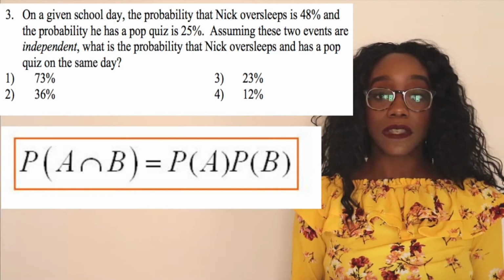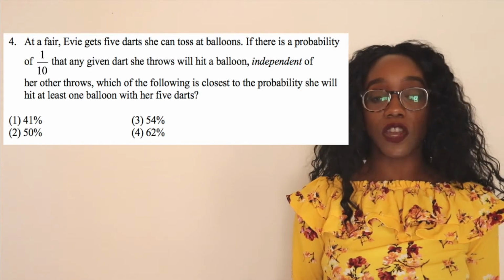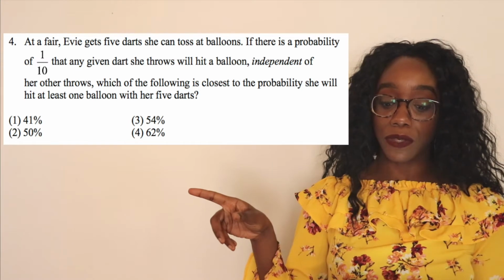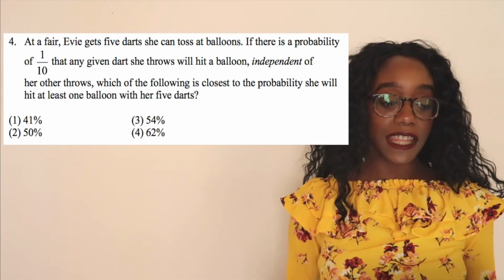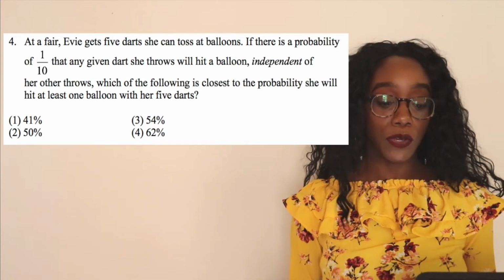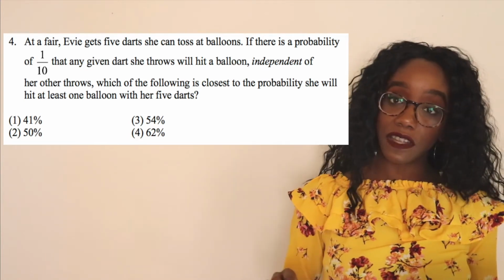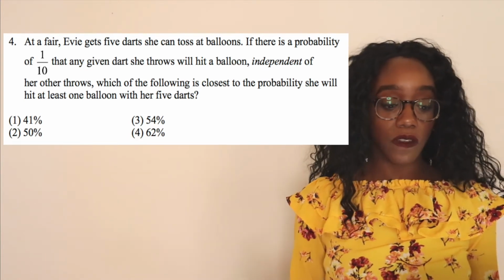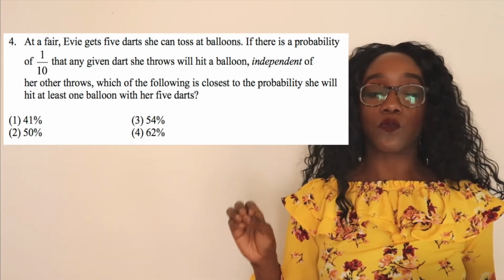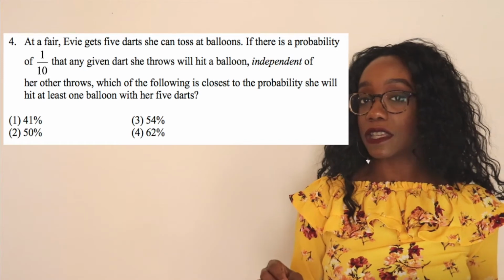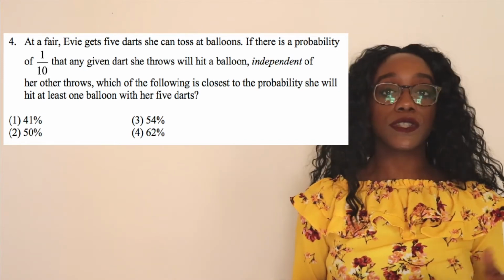Alright, so we're going to move on to number 4. So for number 4, at a fair, Evie gets 5 darts that she can toss at balloons. If there is a probability of 1/10 that any given dart she throws will hit a balloon, independent of her other throws, which of the following is closest to the probability that she will hit at least one balloon with her 5 darts?